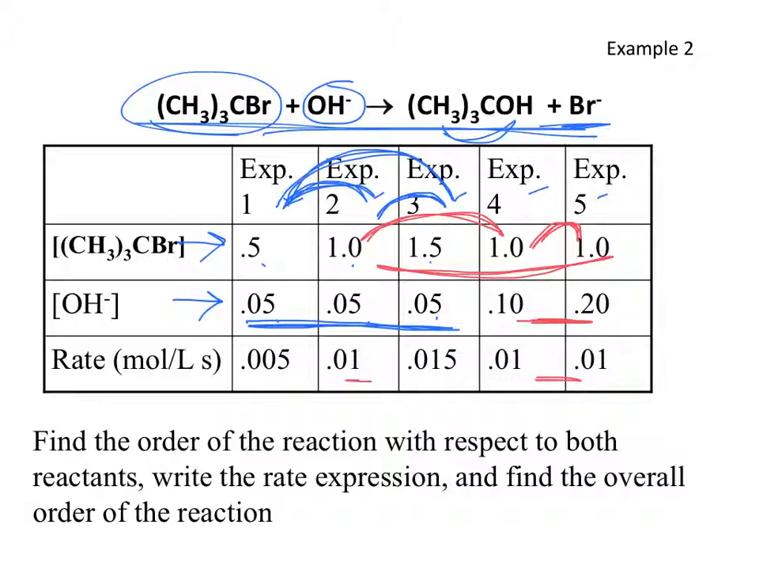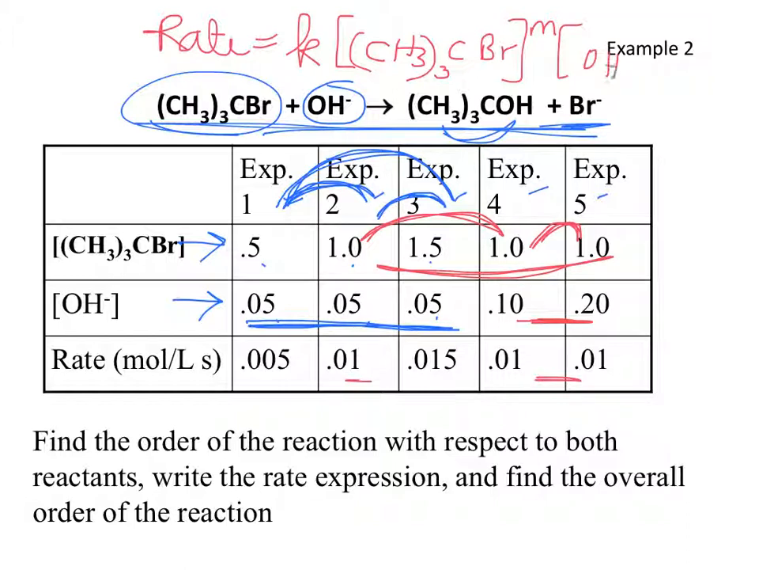The question is that we have to determine the order of the reaction with respect to both the reactants. We have to then write down the rate expression and find the overall order of the reaction. So first and foremost, you must go with the fact that we have here rate is equal to K times T-butyl bromide, maybe M, times OH raised to the power of N. That is my generic rate law that I'm going to begin with, and I'm going to plug in specific experiments to get my overall answer.